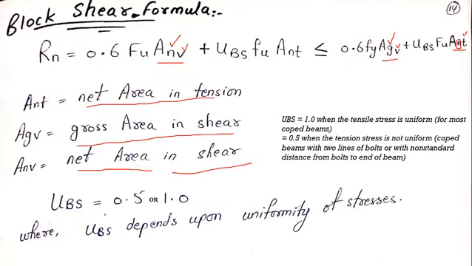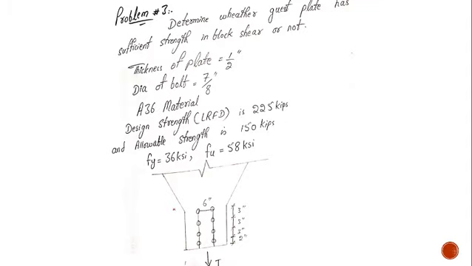Okay, then Ubs. It depends upon uniformity of stresses. It would be explained in future lectures, inshallah, but we can use two values, 0.5 or 1, and it would be given in the numerical.